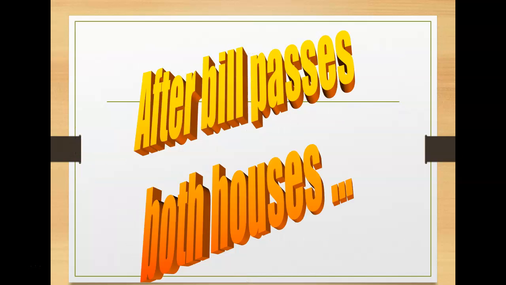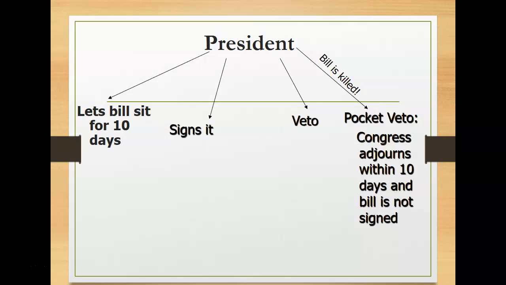Okay, so after the bill passes both houses, the president has a few different options. The president can choose to let the bill sit for 10 days. The president can choose to sign this bill. If the president lets it sit for 10 days or chooses to sign it, that bill will become law and it will be enforced. Now, if the president chooses to veto a bill, it goes back to Congress, and we'll talk more about that here in just a few minutes.